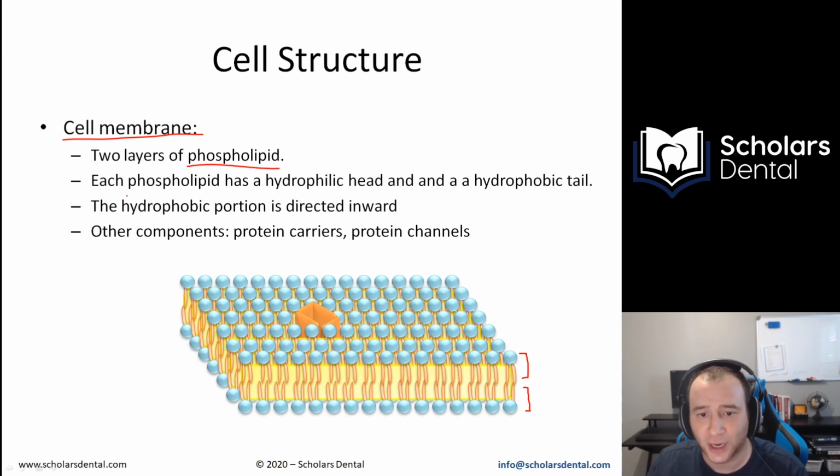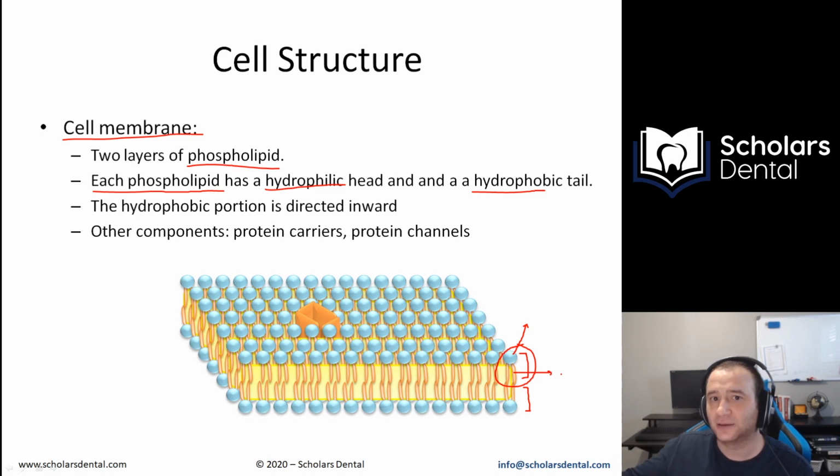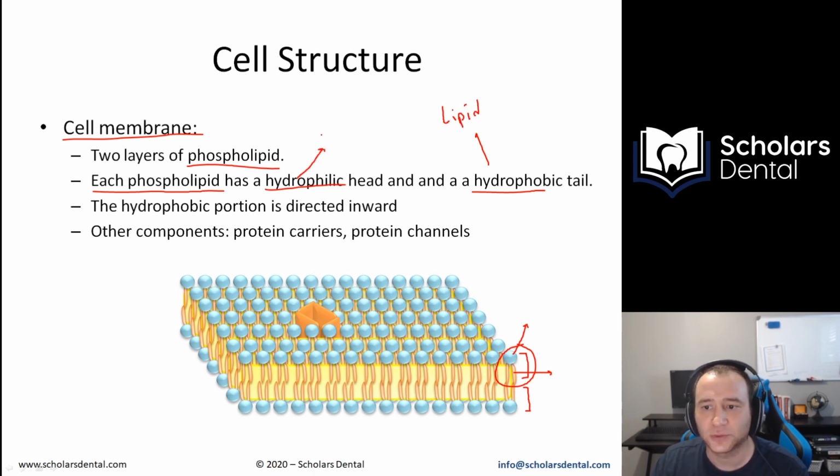Now, each phospholipid has a hydrophilic head and a hydrophobic tail. This means each phospholipid, this unit here, has one side that likes water, hydrophilic, which is this blue part I drew, and the other side that's hydrophobic does not like water. So it's in a way fat soluble. When you say hydrophobic, it means fat soluble or lipid soluble, and when you say hydrophilic, it means water soluble.